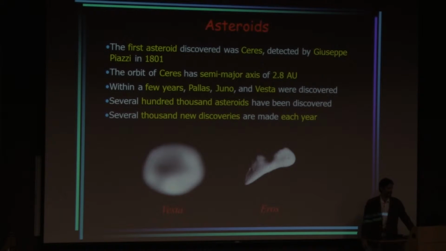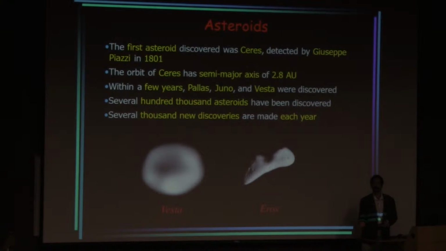The first one discovered was Ceres, with a semi-major axis of 2.8 astronomical units. Keep in mind that Mars has a semi-major axis of 1.5 astronomical units, and then Jupiter's out at 4.5. So this particular body, with a semi-major axis of 2.8 astronomical units, is between Mars and Jupiter. This is already our first example of a body orbiting in the asteroid belt between Mars and Jupiter.